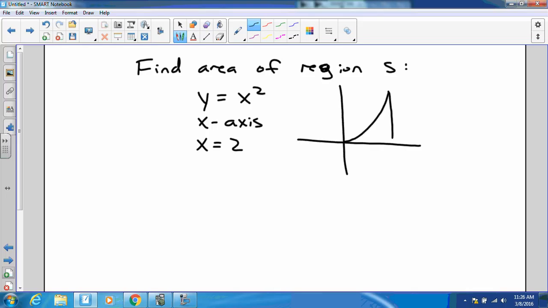So you should have the following things. You should have this region S right here. Does everybody have that? And you should have some points marked. You should have x equals 2 down here, and the point up here, (2, 4). If you didn't have those points marked, make a note to yourself that you want to mark points because they'll help keep your head straight.